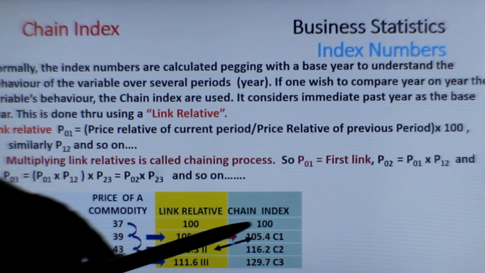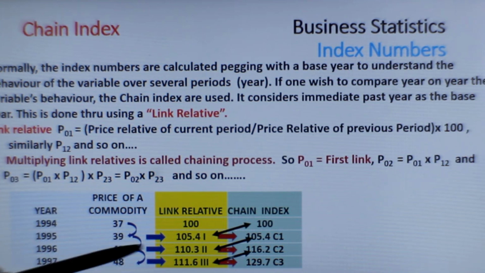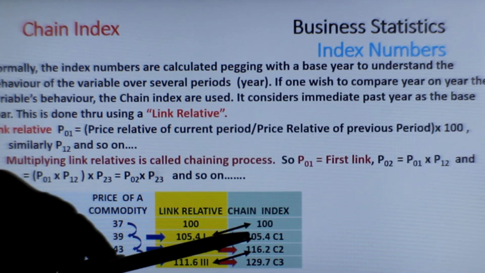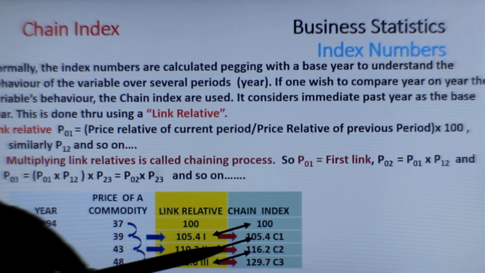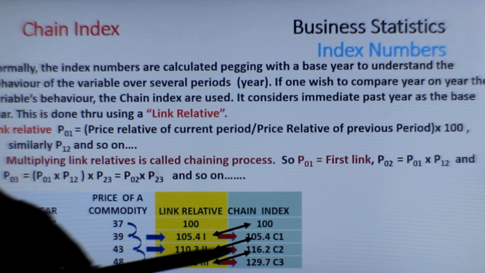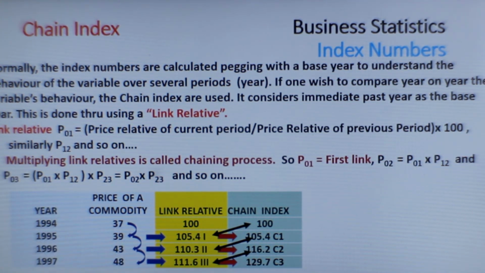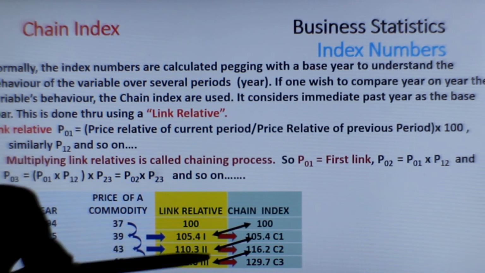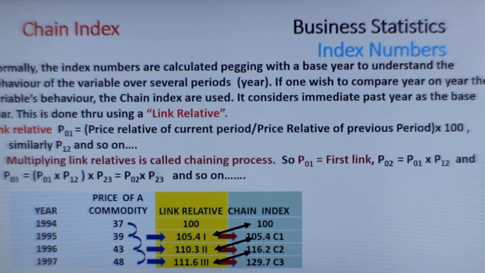So with a base period of 1994, using these two you will get this one. Similarly, using this number and this number you will get this, and using this number and this number you will get this. So this is how you get the link relative, and this is how you get the chain relative.